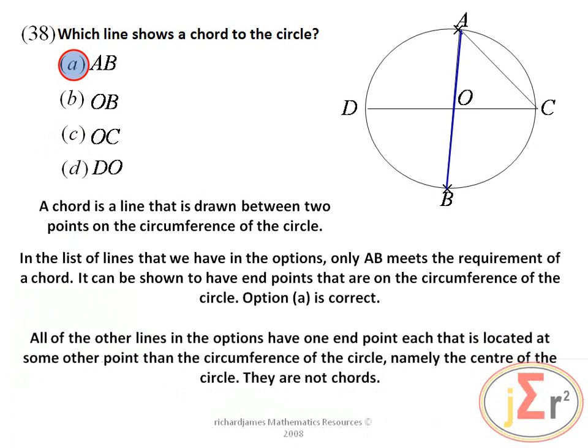All of the other lines in the options have one endpoint each that is located on some other point than the circumference of the circle, namely the center of the circle. They are not chords. And we're going to show the others. We have OB, OC, and DO. Notice that each one has a point at the center. So we are sure that those do not represent chords. They represent radii.